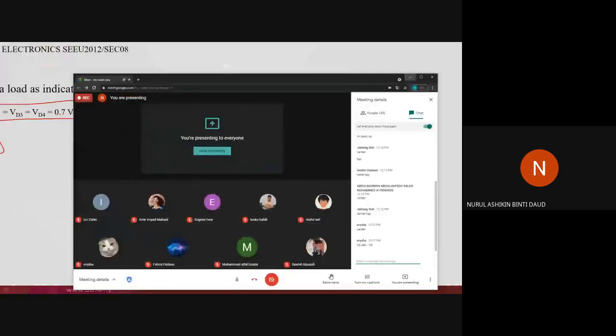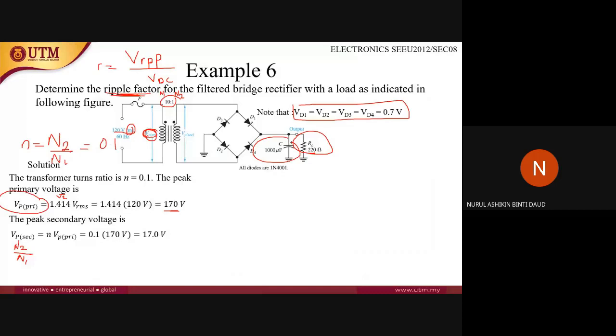So N2/N1 equals V2/V1. So this is also N, V2 over V1. Then you will get the value of this, 17 volts, right? 17 volts here. Okay, so next, the unfiltered peak full wave rectified voltage is 15.6.